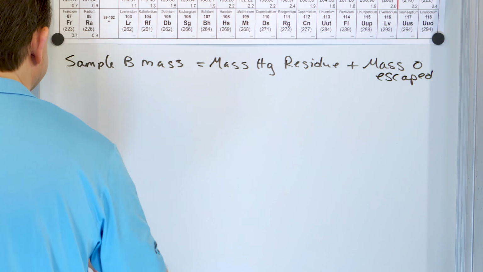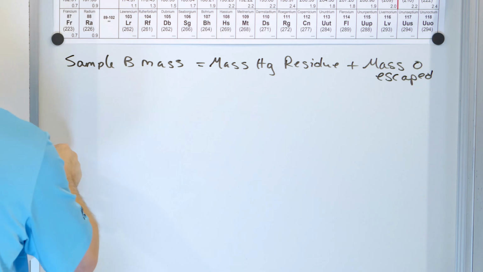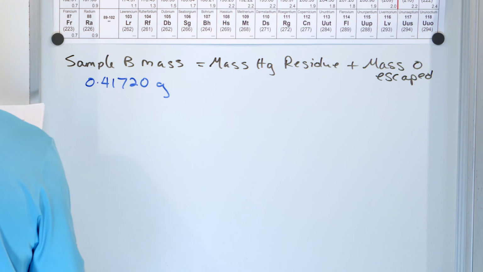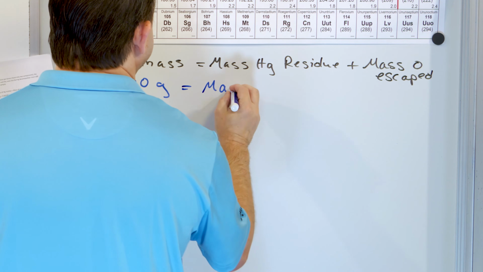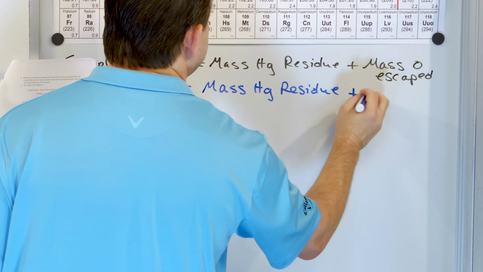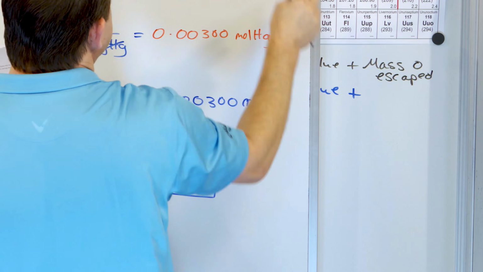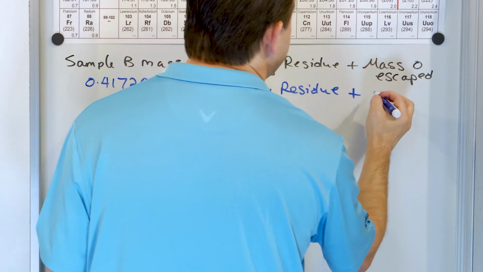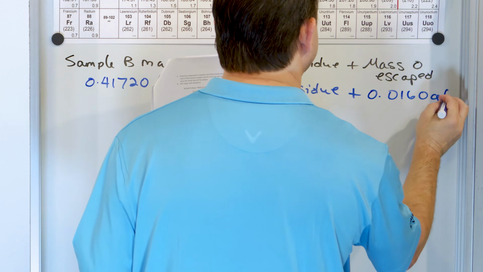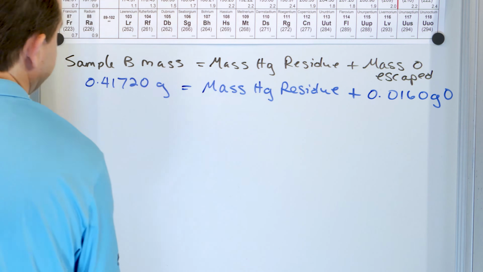Now, the original problem tells us the sample B mass, and that is 0.41720 grams. And then we have the mass of the mercury plus whatever the mass of the oxygen escaped. So here it says the mass lost during the decomposition is 0.0160 grams. That has to be the mass of the oxygen. 0.0160 grams of oxygen. It has to be there. So we can use this to figure out what is the mass of the mercury residue left behind.